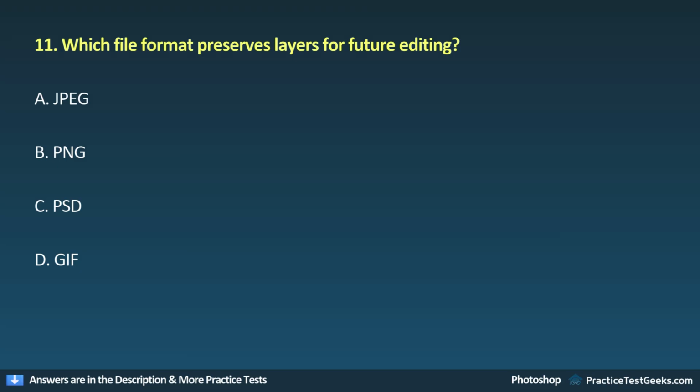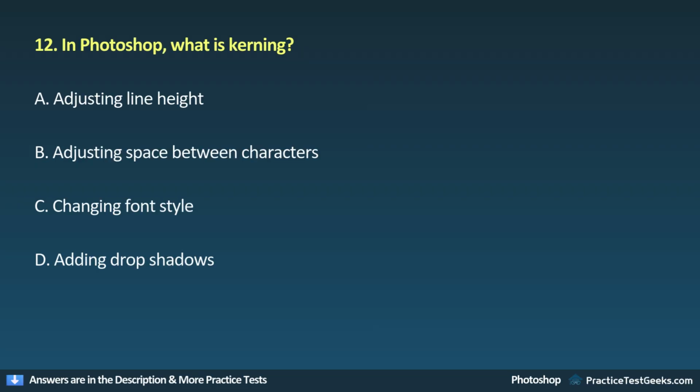11. Which file format preserves layers for future editing? A. JPEG. B. PNG. C. PSD. D. GIF. 12. In Photoshop, what is kerning? A. Adjusting line height. B. Adjusting space between characters. C. Changing font style. D. Adding drop shadows.